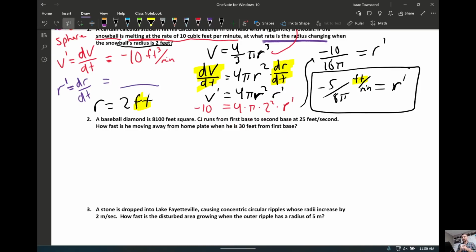Baseball diamond is 8,100 square feet. CJ runs from first base to second base at 25 feet per second. How fast is he moving away from home plate when he is 30 feet from first base?